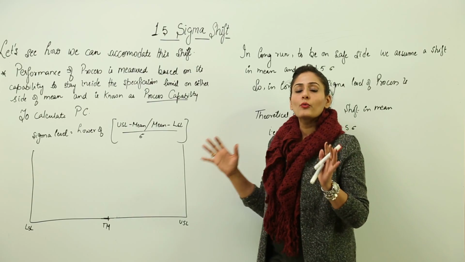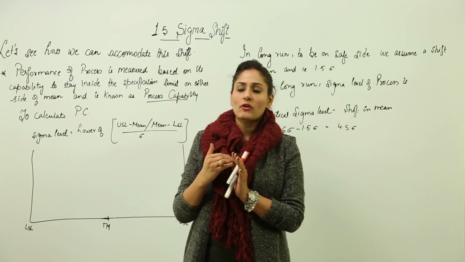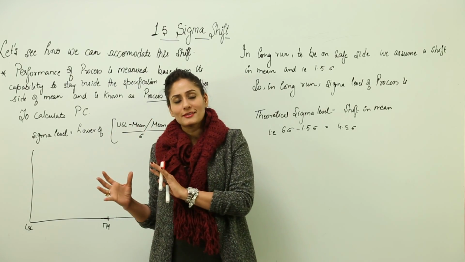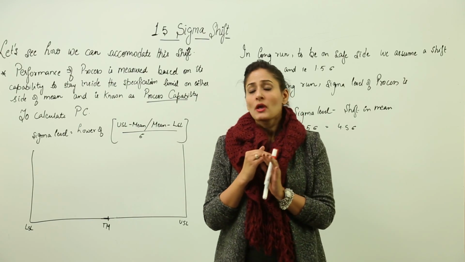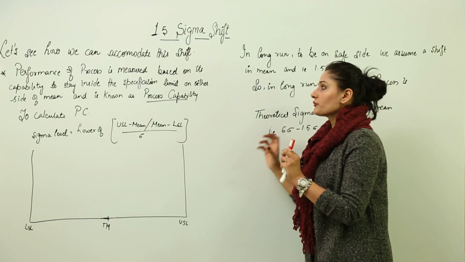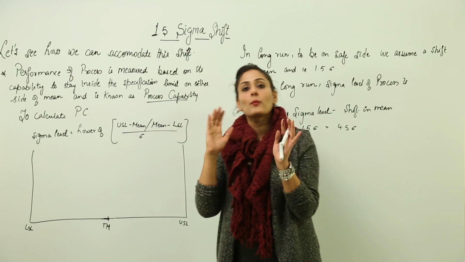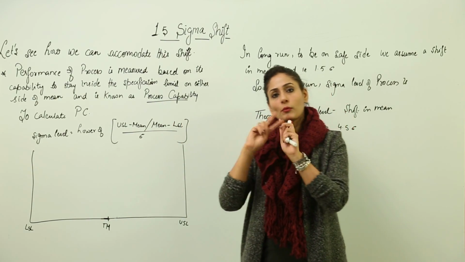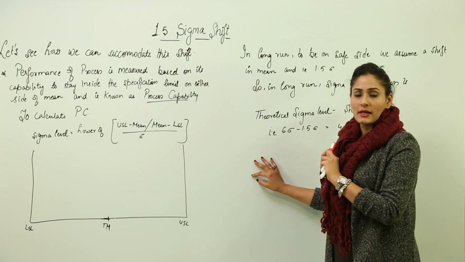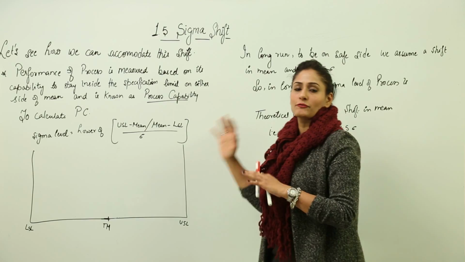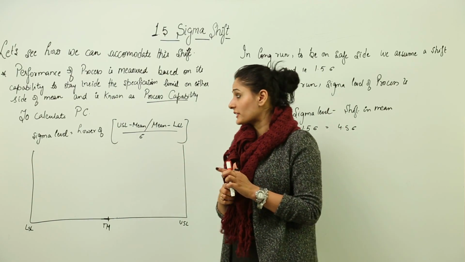Let's figure out how we can accommodate this so-called 1.5 sigma shift, and why we say that in the short term our processes are 6 sigma and in the long range the same processes are 4.5 sigma. The performance of a process is measured by its capability to stay within the spec limits, on either side of the mean. This is known as process capability. I have already covered process capability in one of my previous lectures, and I will leave the link in the description box so you can check it for details.